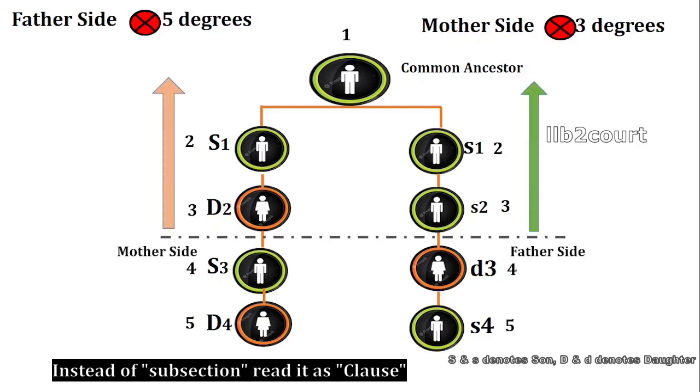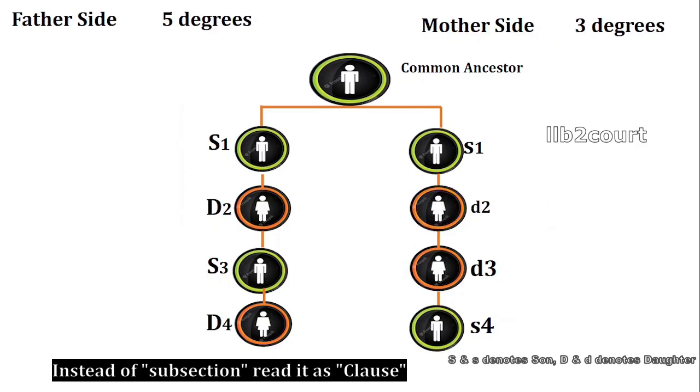So S3's mother, that is D2, is from the mother side, and D3's father is S2, so it is the father side. On the mother side it is 3 degrees and on the father side also it is 3 degrees. But the father side has to be outside the 5 degrees. So this is Sapinda relationship, and S3 and D3 cannot marry.